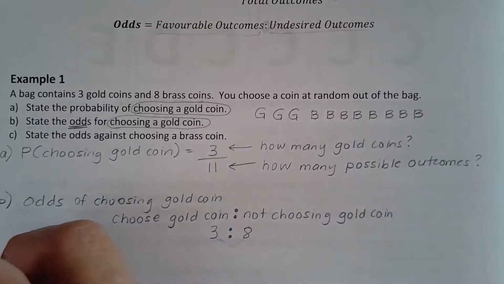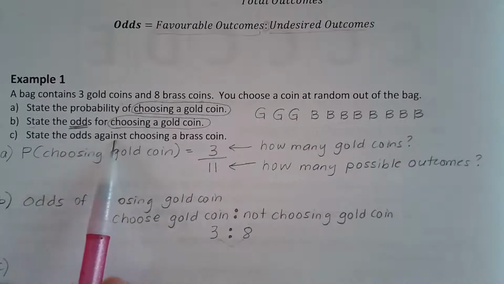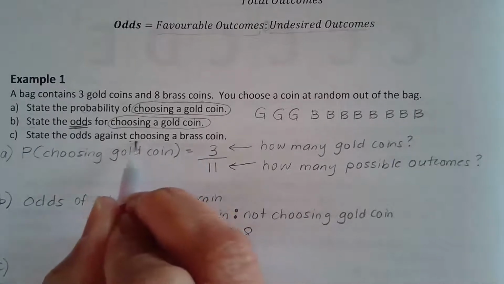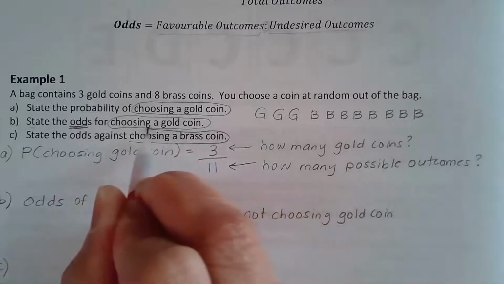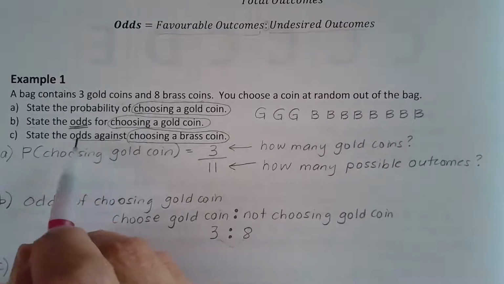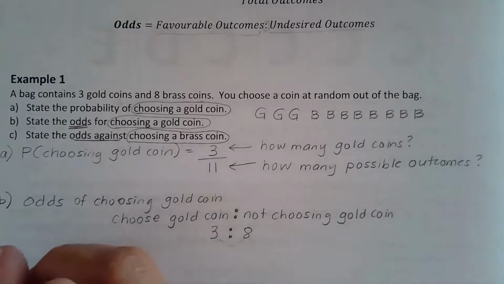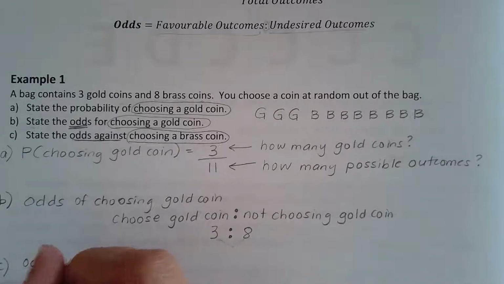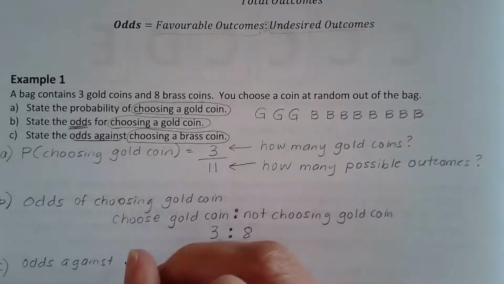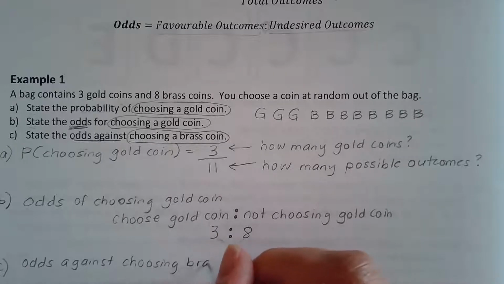Now let's take a look at letter C. State the odds against choosing a brass coin. So here's our event: choosing a brass coin. But this one in here, it's odds against. Odds against. Okay, so let's write that down. Odds against choosing brass coin.